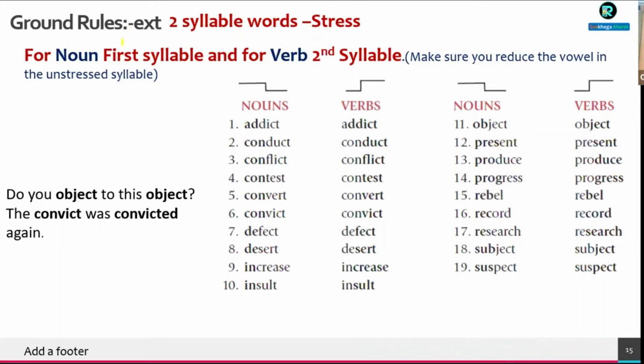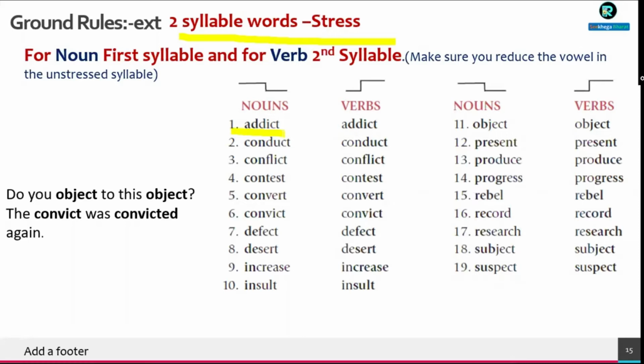Now let's talk about ground rule two. This is the extension of rule one. So again, we're talking about two syllable words stress. Now, there are so many words which sometimes act as nouns and sometimes act as verbs. There are so many words like this. For example, addict. It is a noun as well as a verb. So how do you pronounce this word?